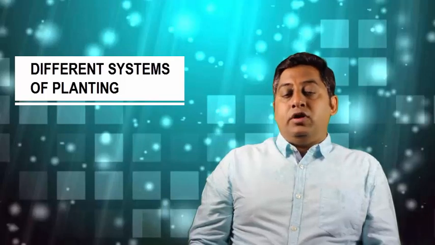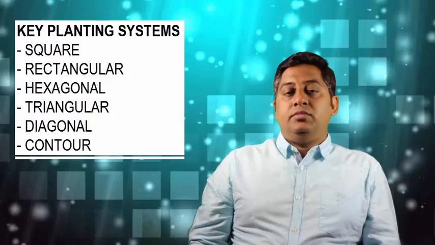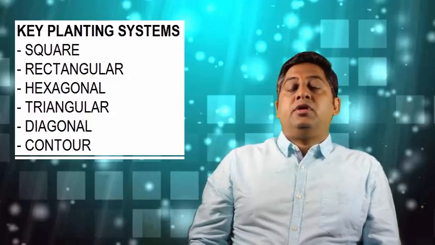The highly fertile area of the orchard should be devoted to more paying fruit crops. Now, there are different types of systems of planting. The planting of an orchard includes various systems, which are the square system, rectangular system, hexagonal system, triangular system, diagonal or quincunx system, and contour system. Out of all these, the square system, hexagonal system, and quincunx system are most commonly used in Jammu province.